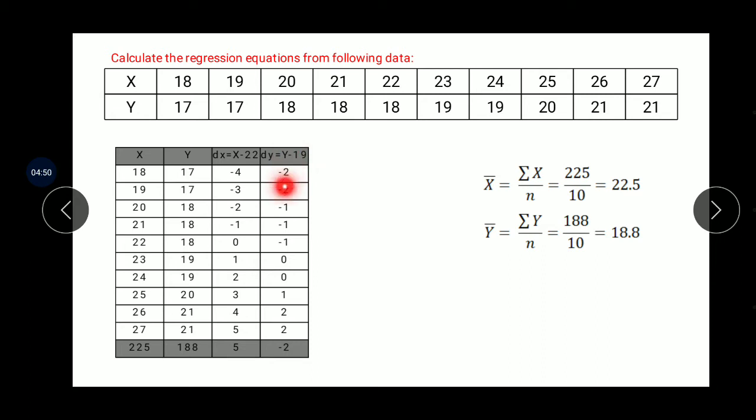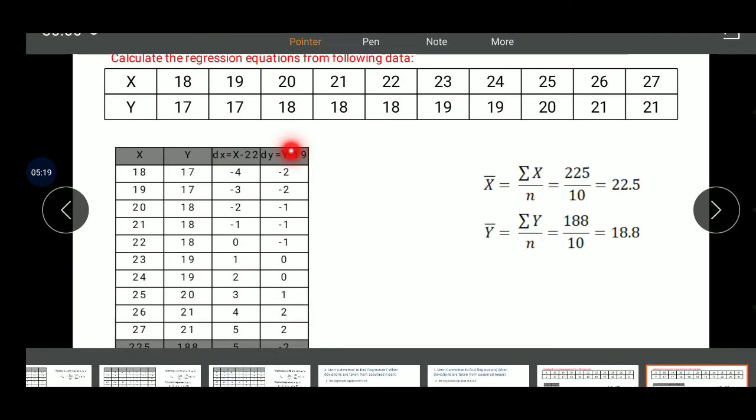So 17 minus 19 is minus 2, 18 minus 19 is minus 1, 19 minus 19 is 0, and so on for all of the values, and we'll sum them. The sum comes out to be minus 2. Now we will calculate dx square, squaring these values, and dy square, squaring these values.